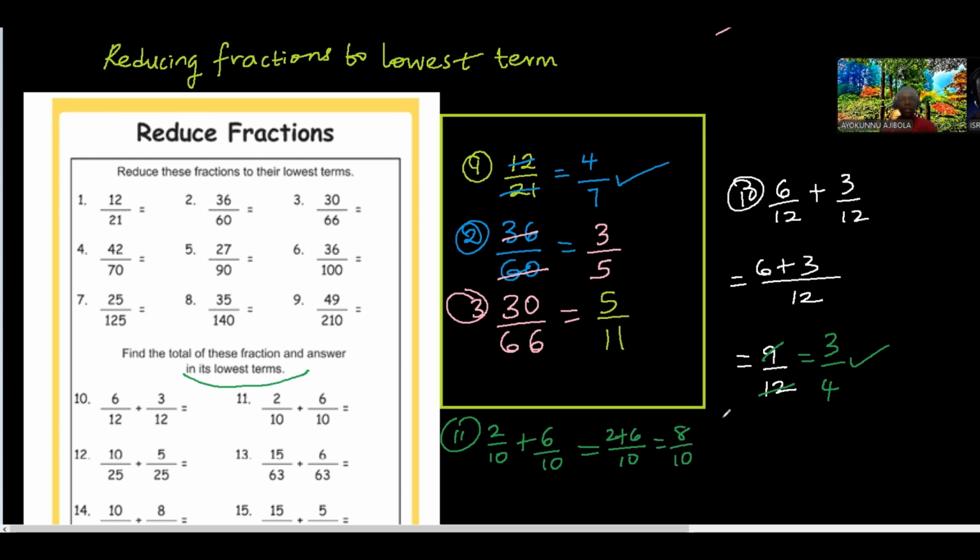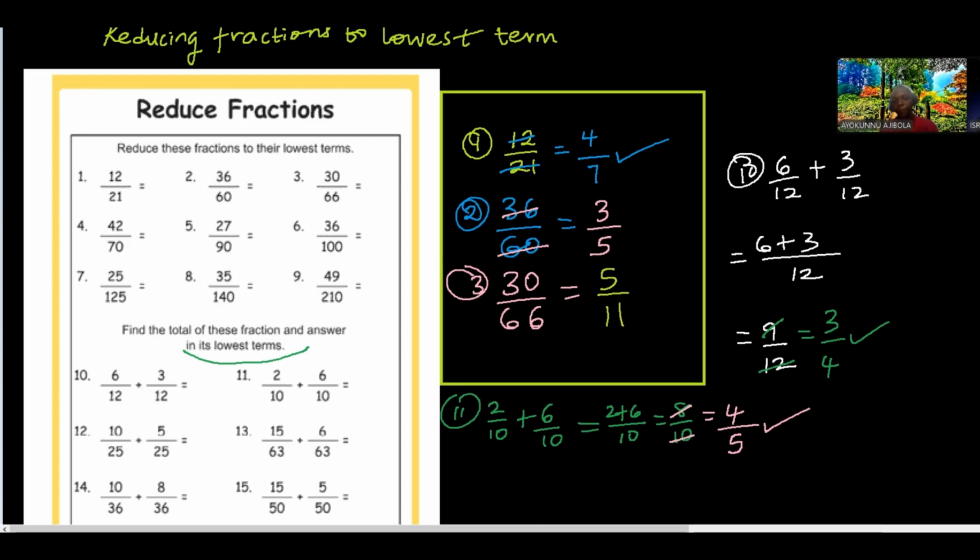Is 8 over 10 in the lowest form? No. So what number can divide both 8 and 10? That's 2. 2 in 8, 4. 2 in 10, 5. So it's 4 over 5, already in the lowest term, where nothing can divide both of them at the same time apart from 1. And 1 wouldn't change the value.